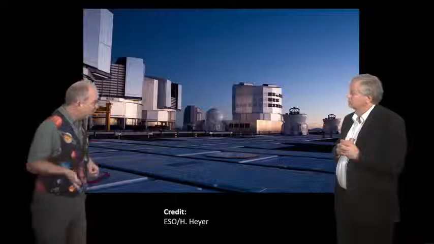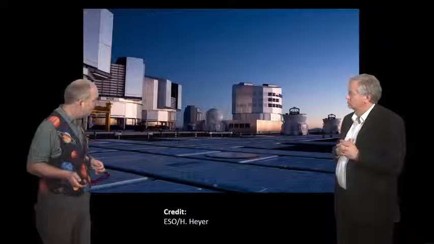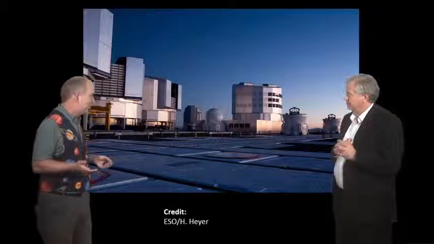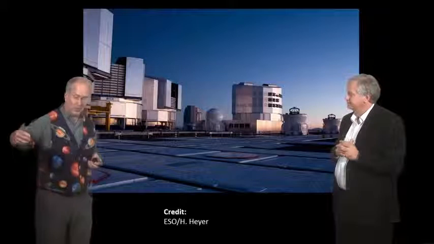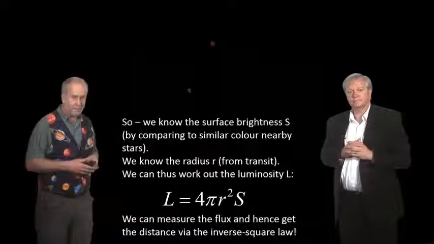So we have the radius of the star. We can measure the flux from the star. We can therefore work out the surface brightness to about 3% precision. And if we know the surface brightness of the similar star in our own galaxy, we can then use it to go out to the Magellanic Clouds and measure the surface brightness there.